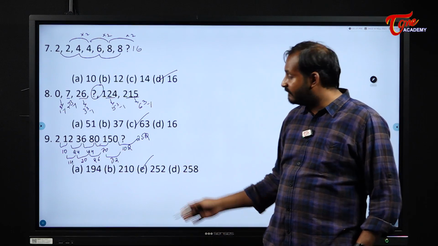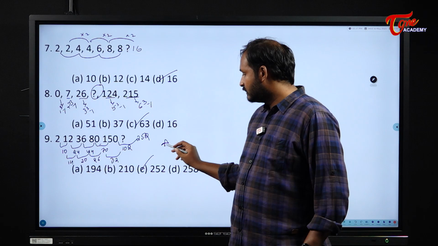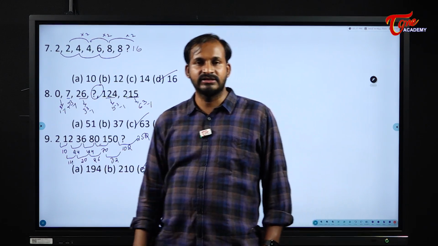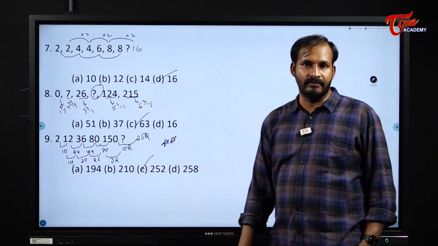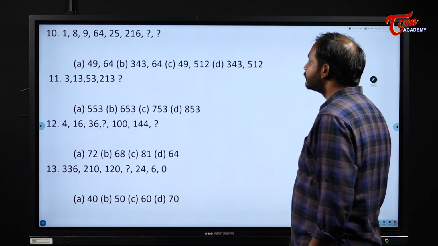Sometimes you need to write the difference of differences also. This is one such example. Okay, you need to write the difference of the differences to get our answer. This is one such type of example. Understood? Right. Next one we will see.